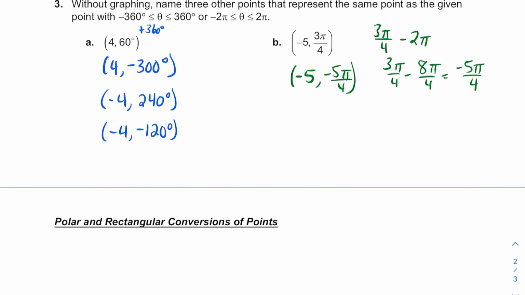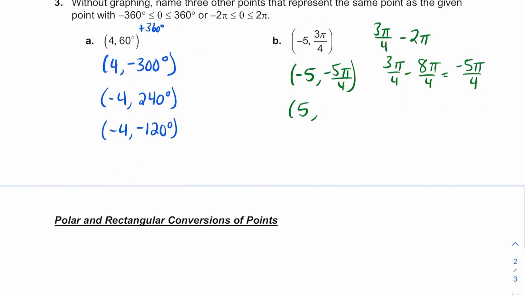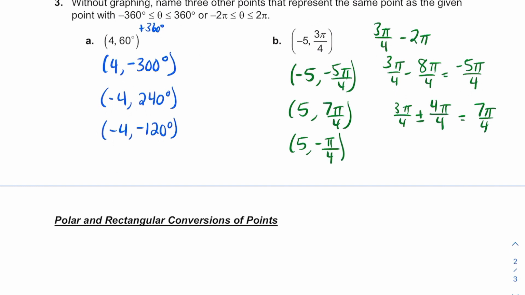Now let's switch it to a positive r. And going back to 3 pi over 4, we want to add pi and subtract pi. So to make this common denominator, that's plus or minus 4 pi over 4. When we add it, 3 plus 4 is 7, so that's 7 pi over 4. So that's one option. And then subtract it, that's negative 1, so negative pi over 4. And those are our 3 options.